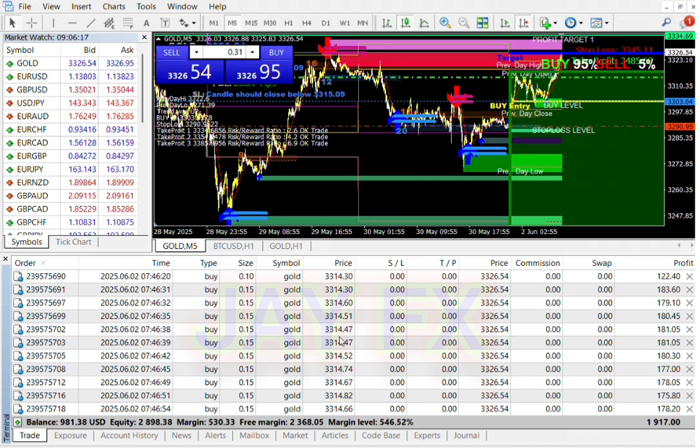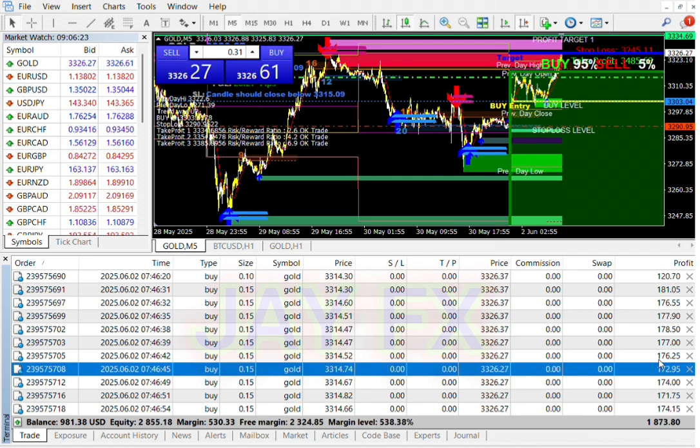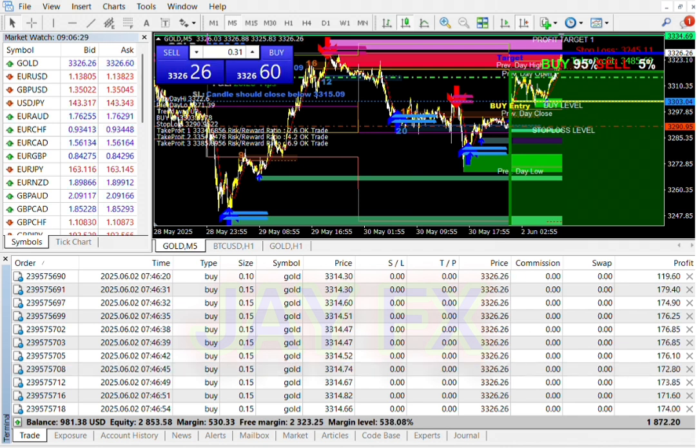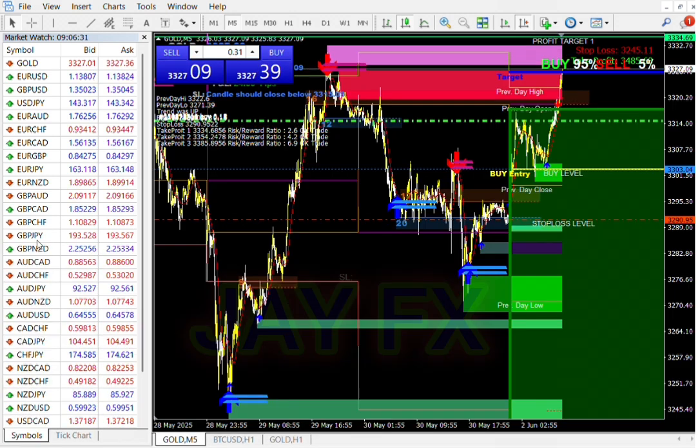So as you can see now, what we have here is 173 dollars per position, which is 1.8 down here. So let's go into details and show you why we took this.